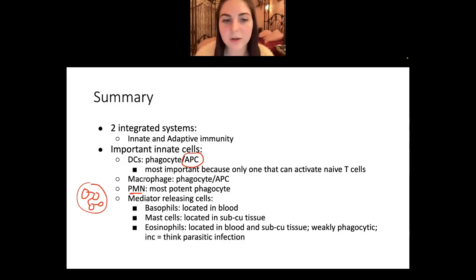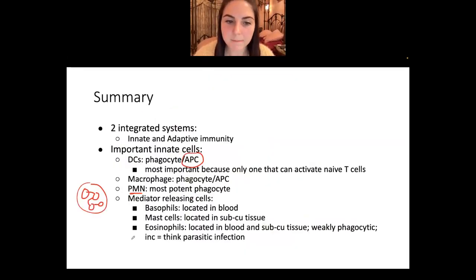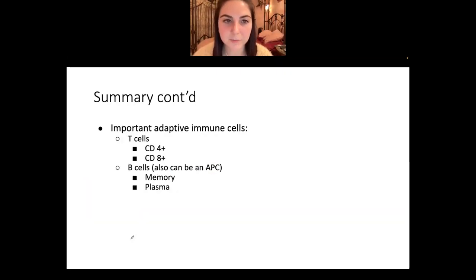And then the mediator releasing cells: your basophils are in the blood. Mast cells are located in the tissue, subcutaneously. And then eosinophils are in both blood and tissue. They're weakly phagocytic, but primarily they're releasing mediators to try and kill the helminth. If you have an increase in eosinophils, you want to think parasitic infection. It's not always, but it's a classic indication.